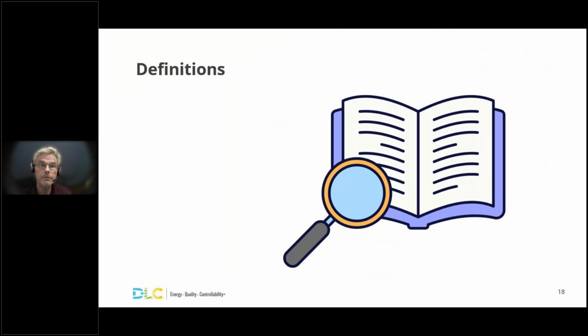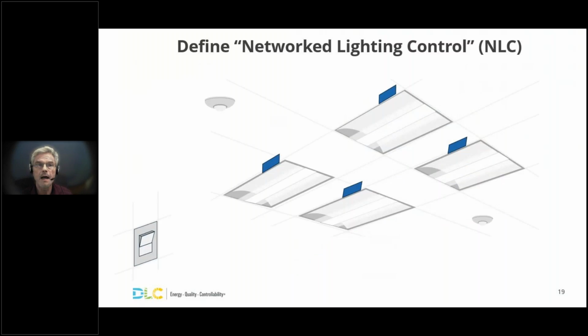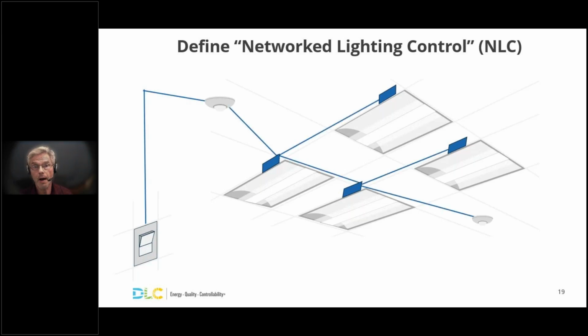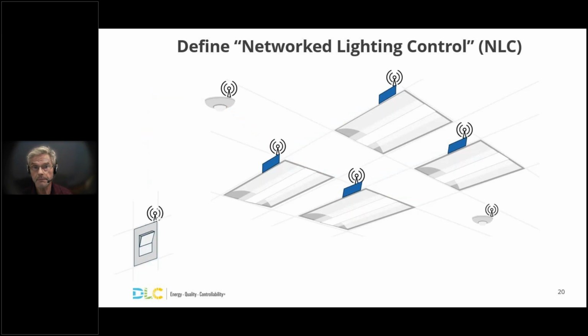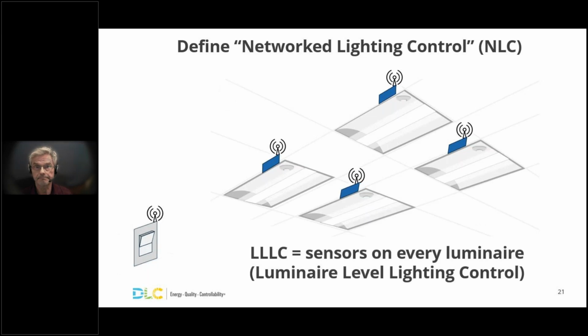Before I show you the new integration toolkit, I need to take a minute for a few definitions. The term network lighting control can mean different things to different people. For the DLC, it means a combination of sensors, network interfaces, and controllers that affect lighting changes in luminaires, retrofit kits, or lamps. These devices may communicate with each other using a wired protocol such as DALI 2 or a wireless protocol such as Bluetooth NLC.